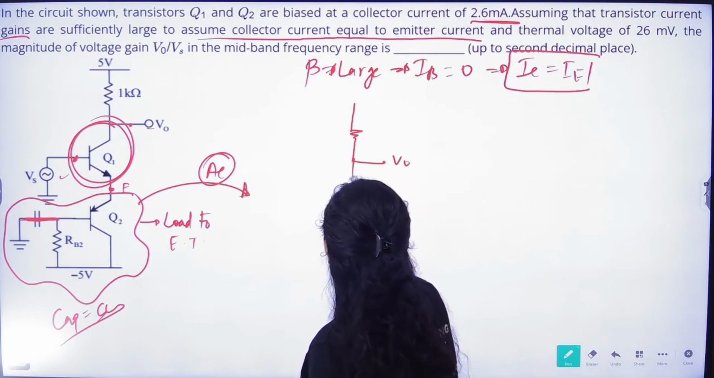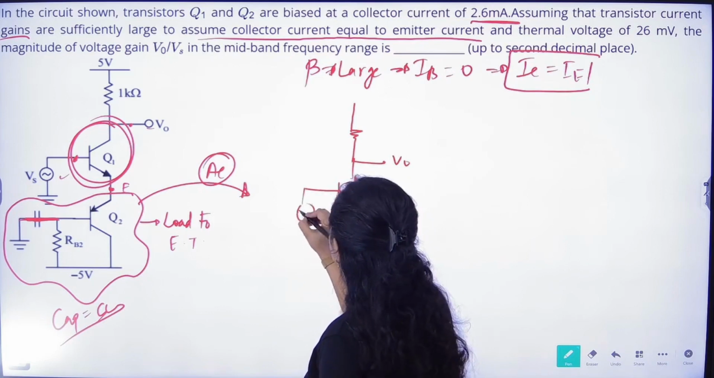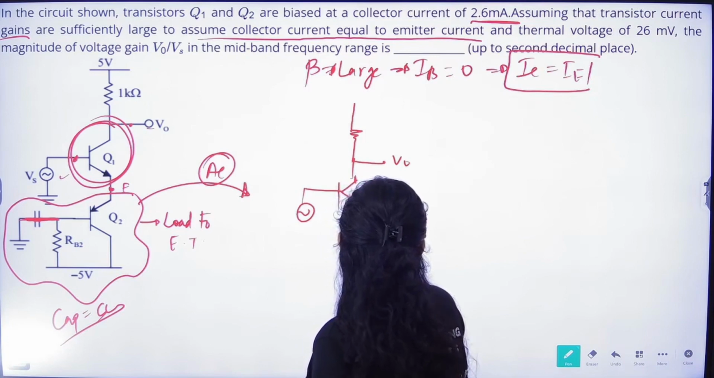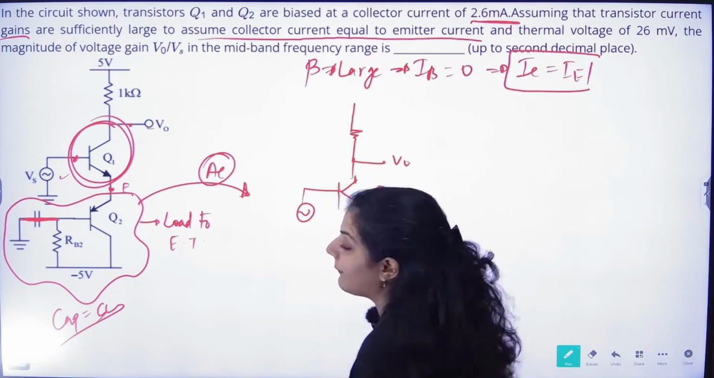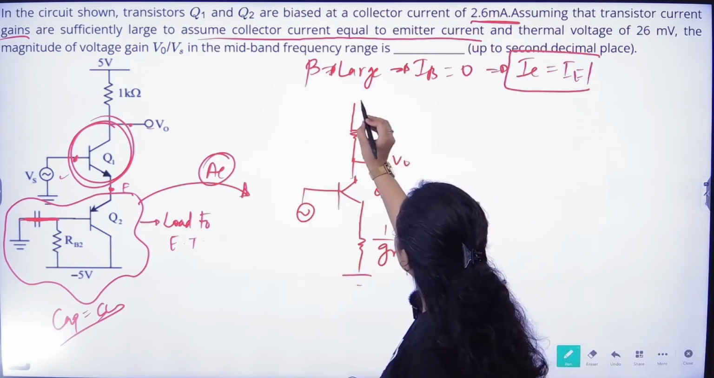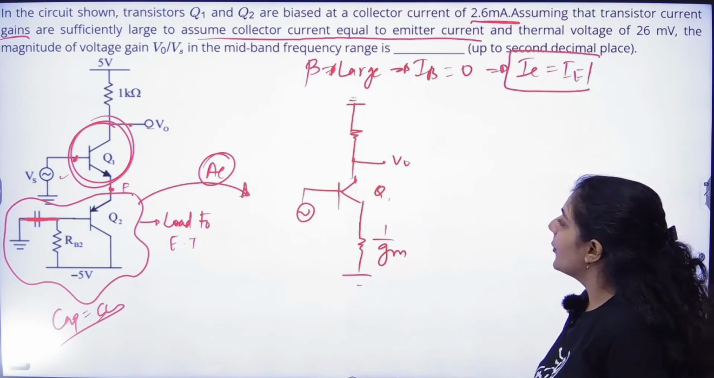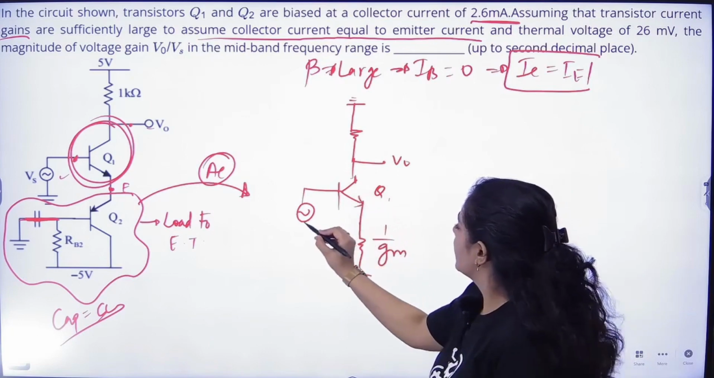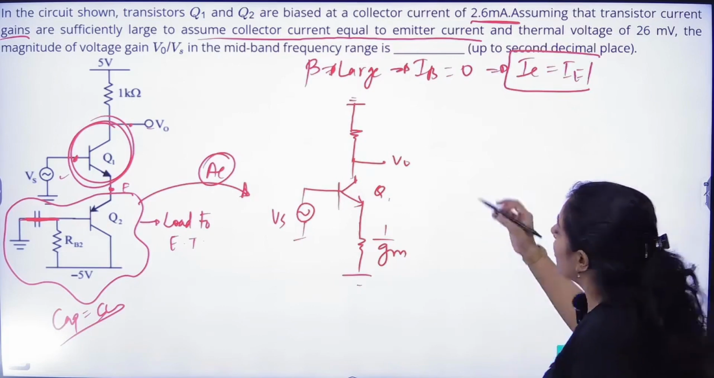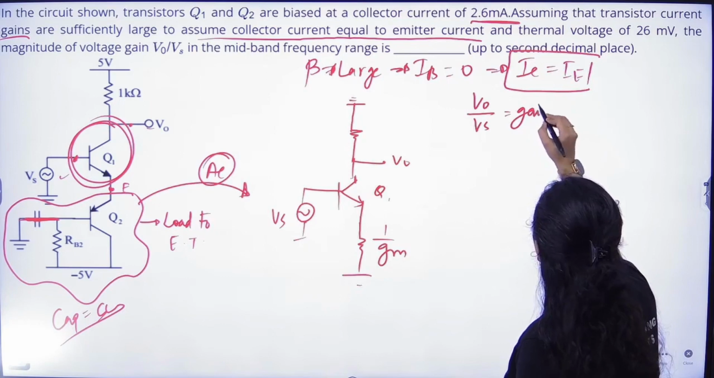So if I redraw the circuit, this is the output, this is Q1, and here it is 1 by Gm, isn't it? This is also grounded, right? This is V naught and this is Vs. Now they're asking us to find V naught by Vs, the voltage gain.